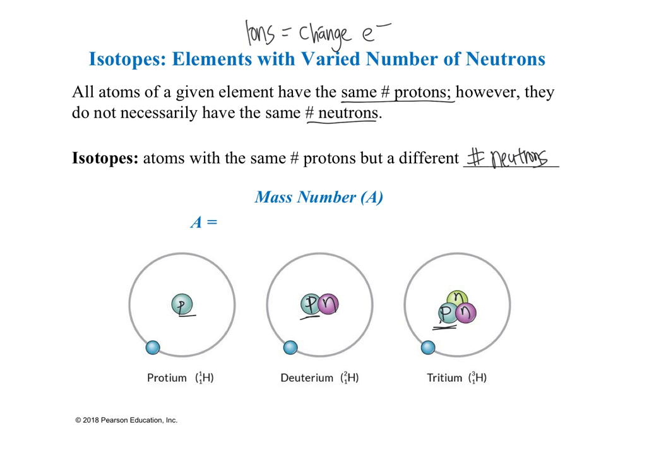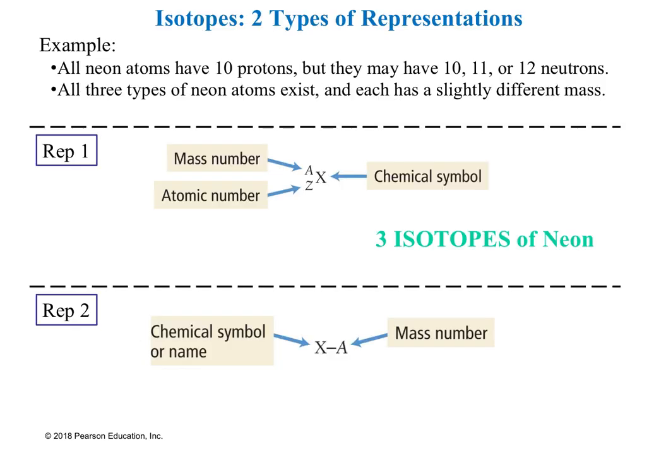The mass number we denote as A, and that is the number of protons plus the number of neutrons. So in here, A equals 1. Here, A equals 2, because 1 proton plus 1 neutron. Here, A equals 3, because 1 proton and 2 neutrons. You can also see in isotope notation, which we'll talk about later, that the mass number is shown up at this superscript area here.